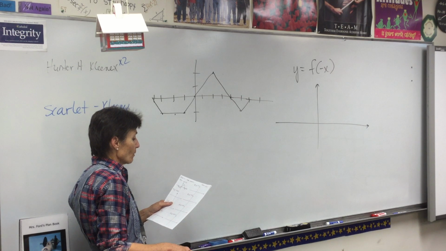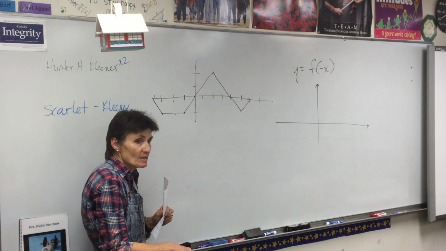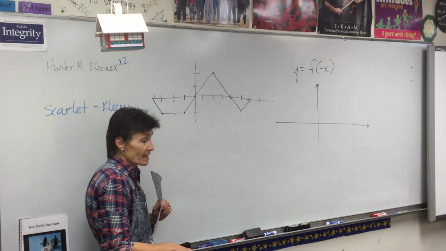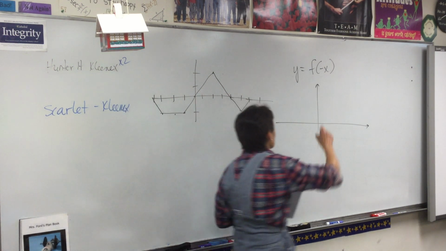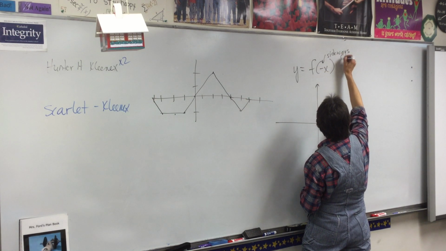Okay, so here we go. What does this look like? What happens in this picture? It's a negative, so it's a flip. Sideways. So this is going to be a sideways flip. So this is problem number 4.